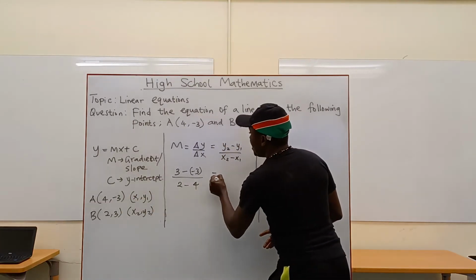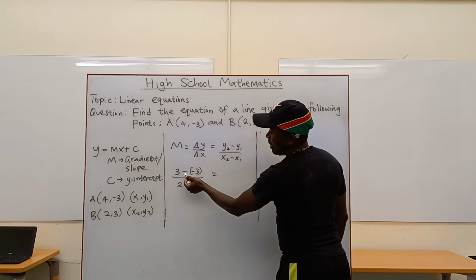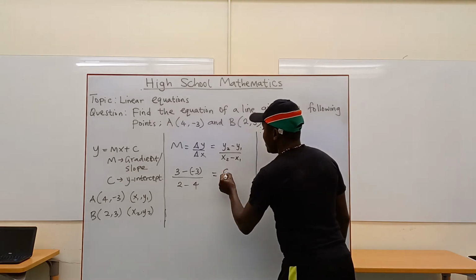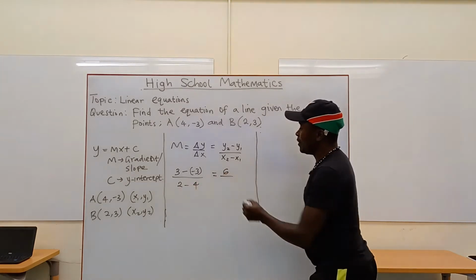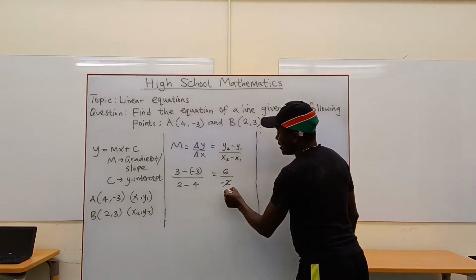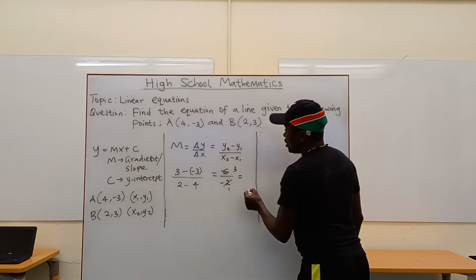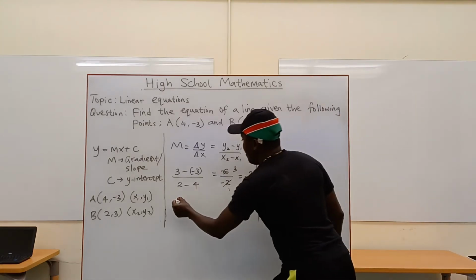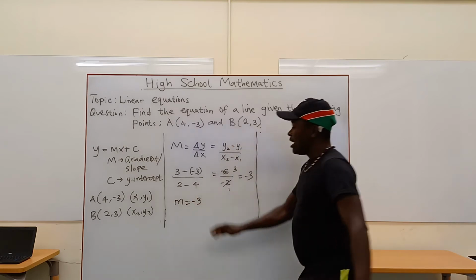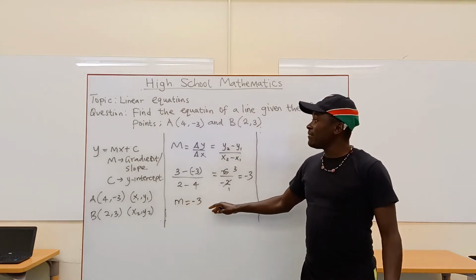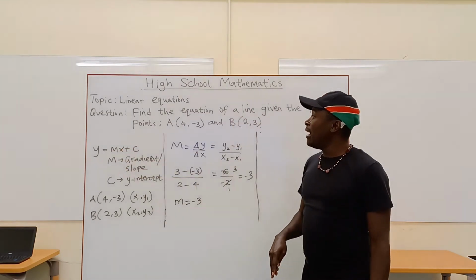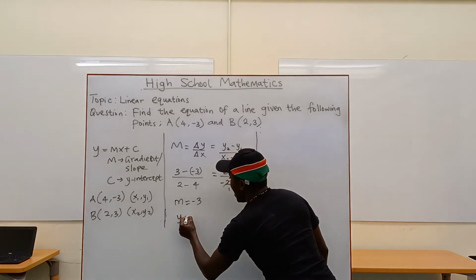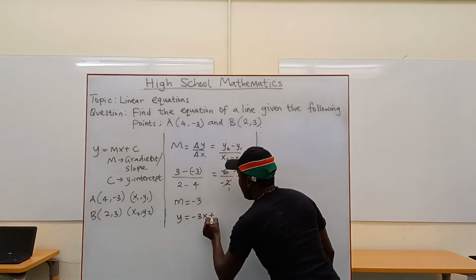That gives you 3 minus negative 3; a minus sign multiplied by a minus sign gives a positive sign, so that is 6, divided by 2 minus 4, which gives you negative 2. Go ahead and simplify that, and your gradient here is supposed to be negative 3. Now that you have your m as negative 3, insert it into the general formula y = mx + c, and you have y = negative 3x + c.